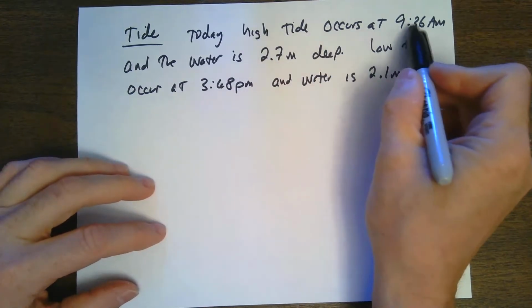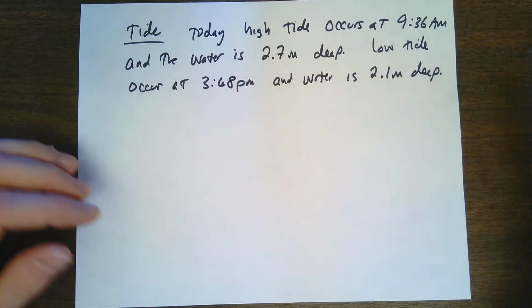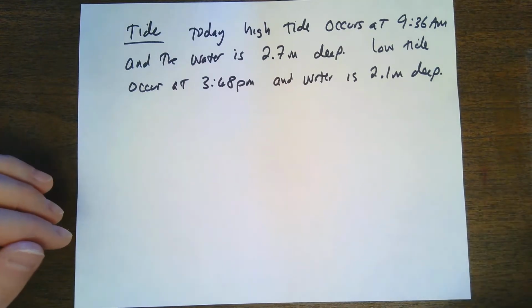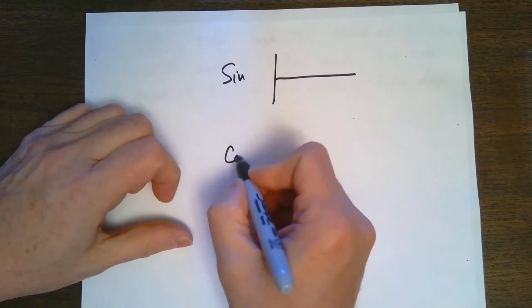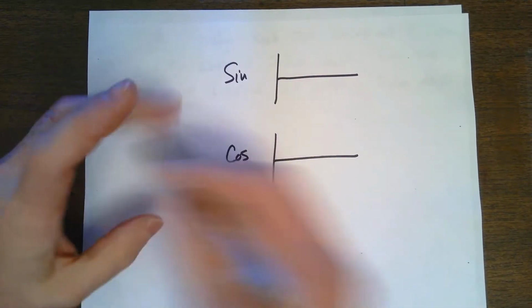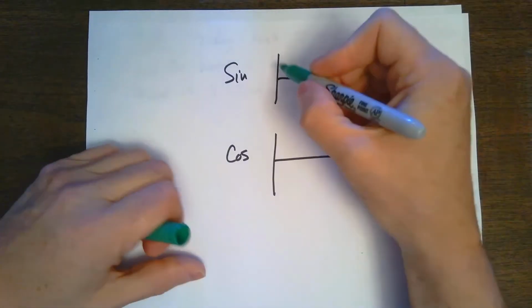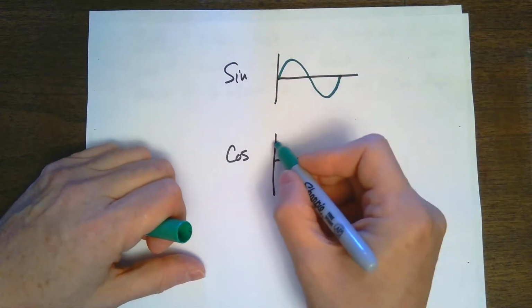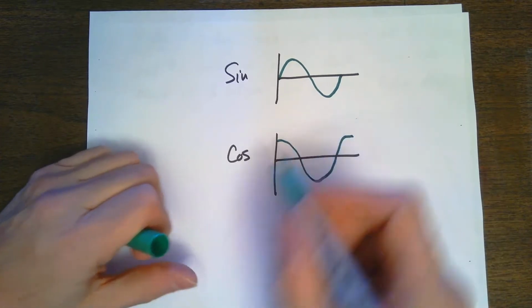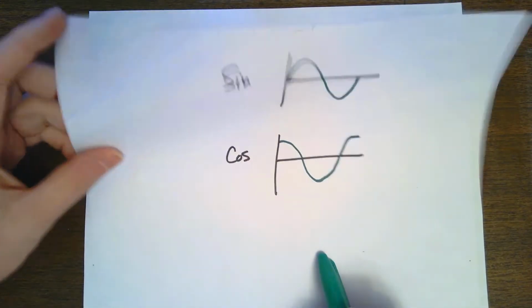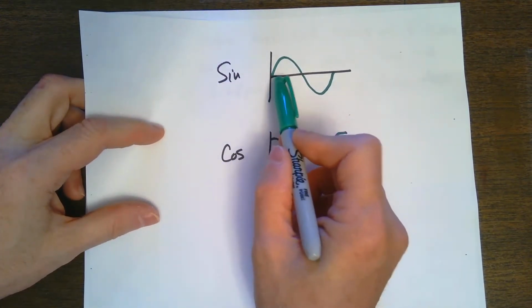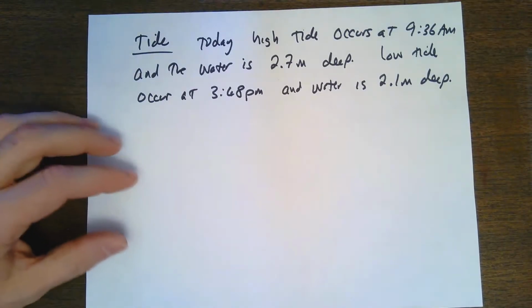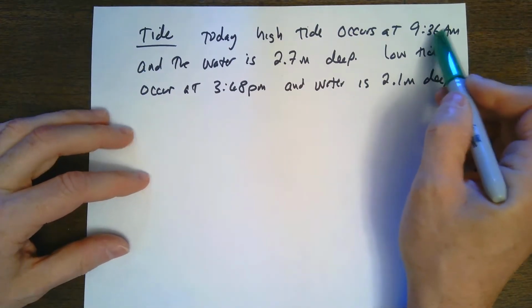Now I know that high tide occurs at a certain time right there. So I have to think, am I going to be using sine or cosine? Let's think about the two models. The sine wave starts at the center line going up. The cosine wave starts at the highest point going down. So if I've got high tide occurring at some time, this is going to be a cosine wave.